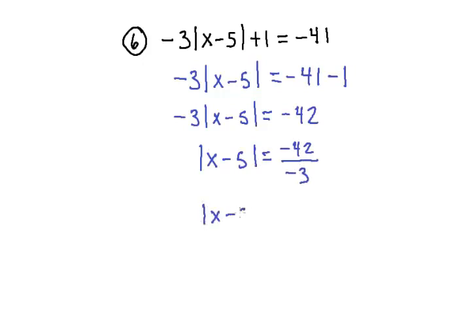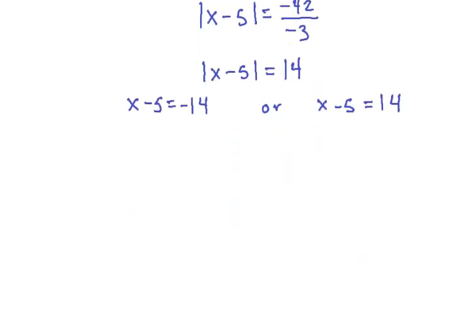Absolute value of x minus 5 will be, minus and minus is plus, 42 divided by 3, which is 14. Because it's positive, we're fine. We can split it, and we will have two possibilities. x minus 5 is negative 14, or x minus 5 is positive 14, one of the two. So we're going to solve each possibility.